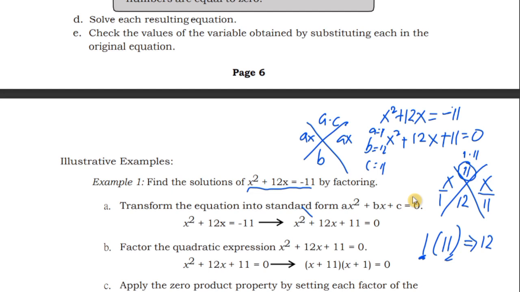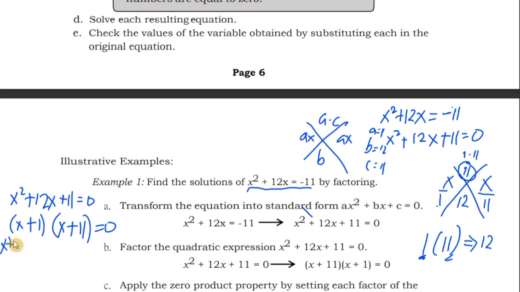So from x squared plus 12x plus 11 equals 0, we now have the factors x plus 1 and the other one is x plus 11 equals 0. So to solve further, equating the first factor to 0, then the other factor to 0. So we now have x is negative 1 and the other x is negative 11.